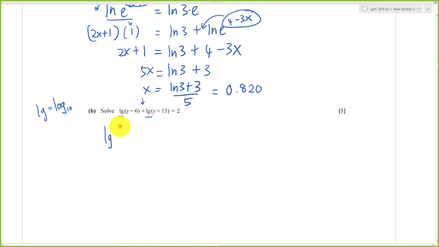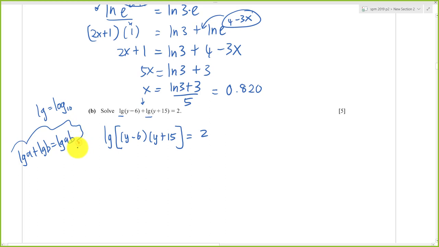So I factorize out the log, so plus means multiply, then I will get (y plus 15) times (y minus 6) equals to 2. What I'm doing here is using this formula: log a plus log b equals to log ab. Just in case you do not know what happened here. And then the log base 10, if I throw to the other side, the base will become a number, the power. So this is 10 to the power of 2. And here I will just expand like normal.